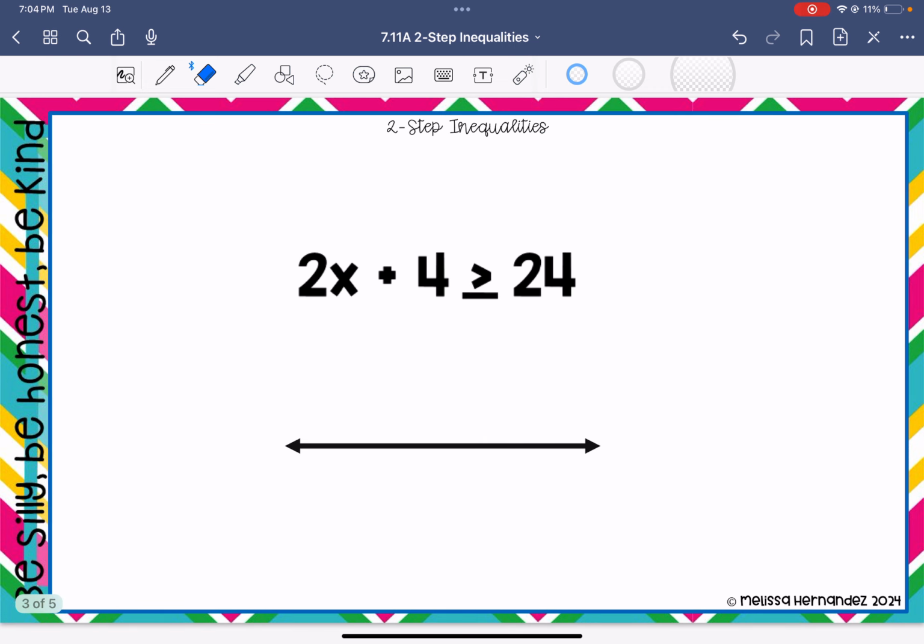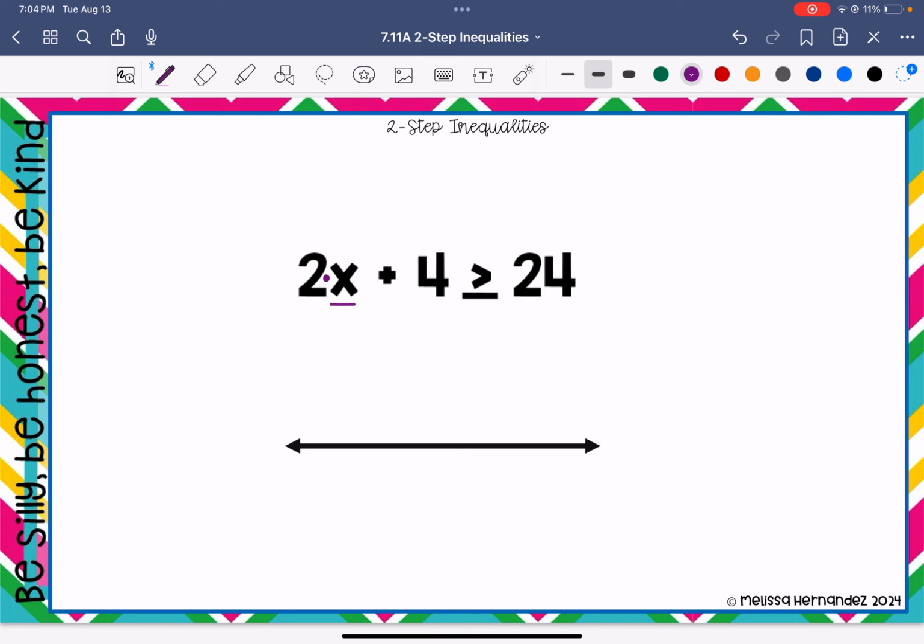So in this question, it's 2x plus 4 is greater or equal to 24. So what this means is x is a variable. We don't know what it is, and that's what we're going to solve for. This really means 2 times x. So we'll use the inverse operations to isolate our variable. And in this case, our variable is x, so we want to solve for x. We want to get this all by itself.